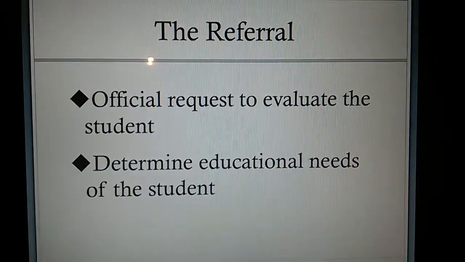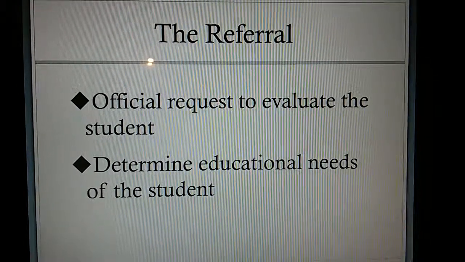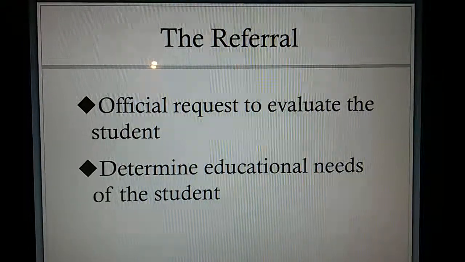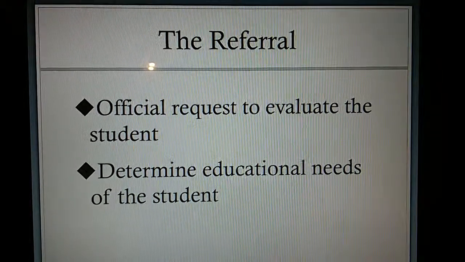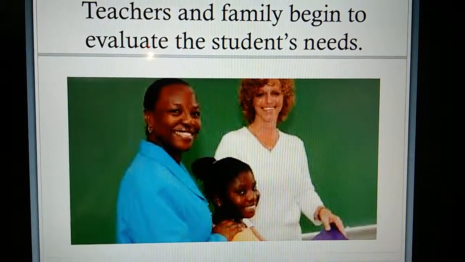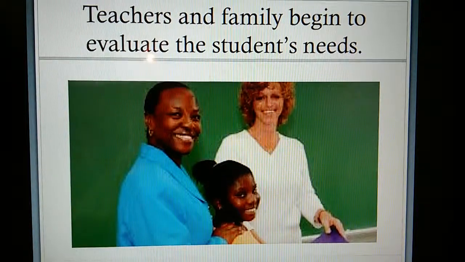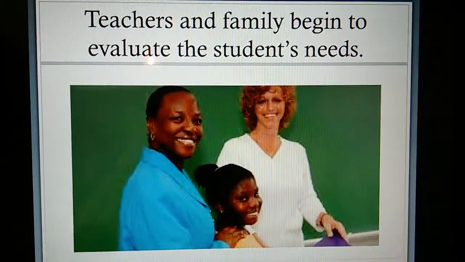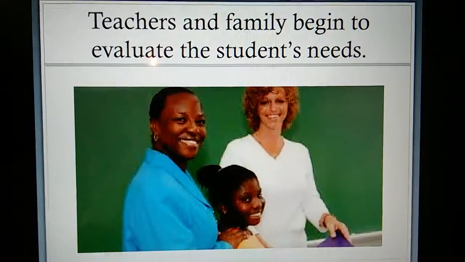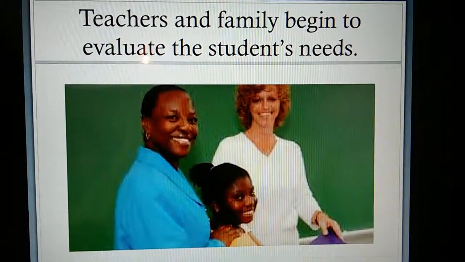The referral. A referral is an official request by a school administrator to evaluate a student for a disability and, if one is present, to determine that student's specific educational needs. During the referral stage, educators and family members begin the process of fully evaluating the student's needs academically, socially, and behaviorally before an identification, which is the next step in the IEP process, can be made.